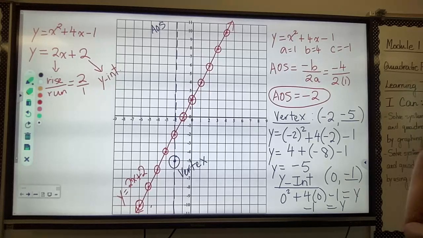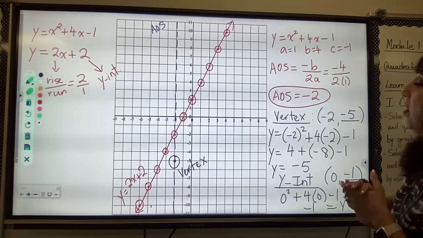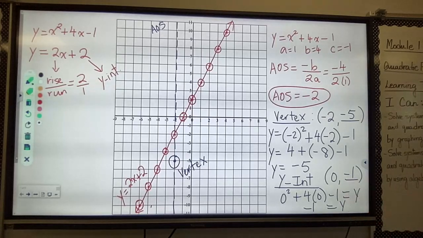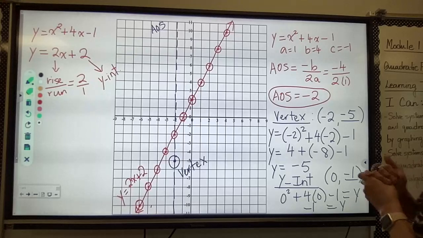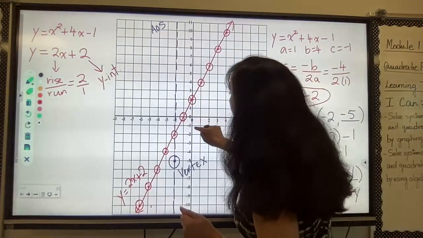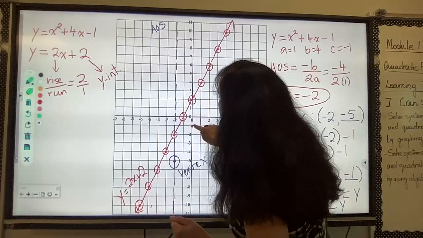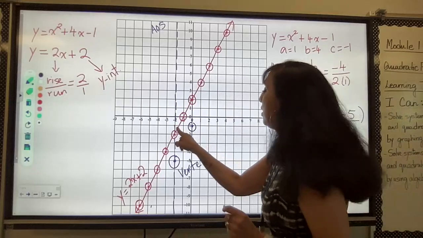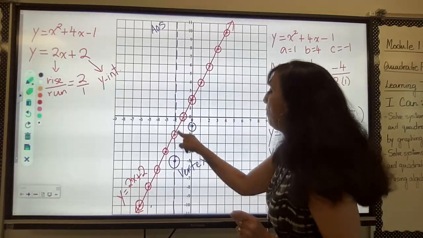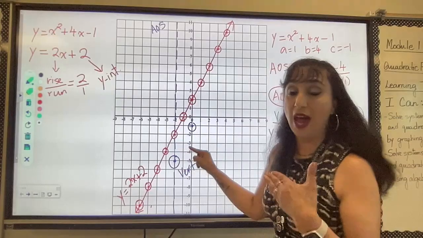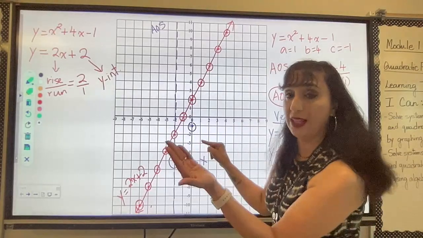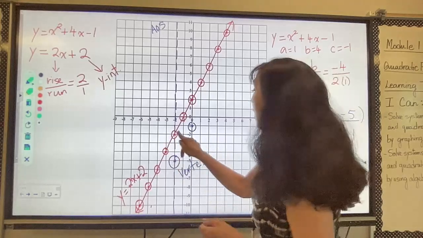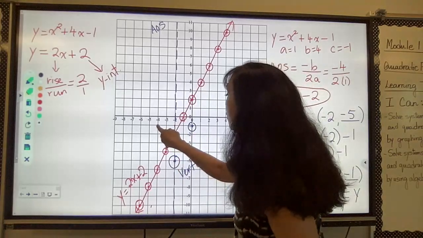So what is my y-intercept now? It is 0, negative 1. So I am going to plot that. I have 0, negative 1, and this is my y-intercept. Now, notice that this is away from the axis of symmetry, so I've got to make it symmetric on the other side also. So I'm going to go 1, 2, 2 to the left.